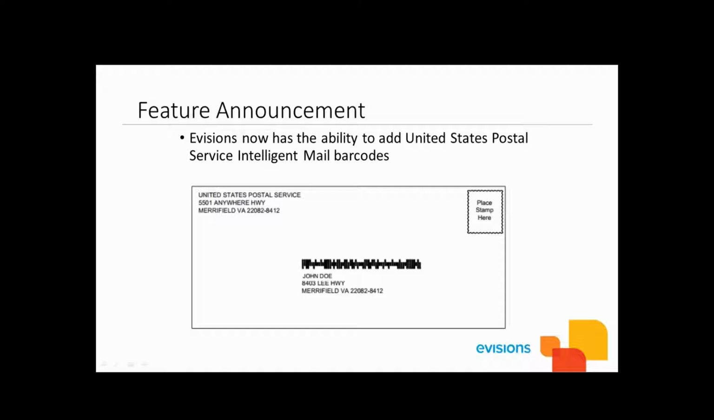Also, eVisions now has the ability to add United States Postal Service intelligent mail barcodes to the mailer portion of checks and direct deposit advices. These barcodes allow you to take advantage of mailing discounts provided to USPS customers. For additional information, please refer to our IntelleCheck 3.5.3 release guide. Please submit a help desk ticket if you would like eVisions to add intelligent mail barcodes to your payment layouts.